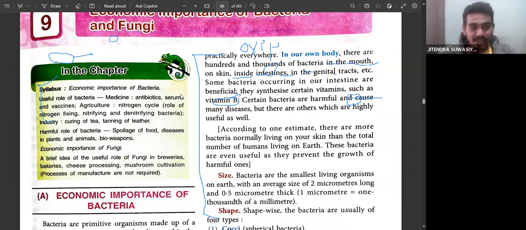In medicine, antibiotics, serums, and vaccines are also produced by bacteria and fungi. Then in agriculture, like in the nitrogen cycle, we have Nitrosomonas and Rhizobium.